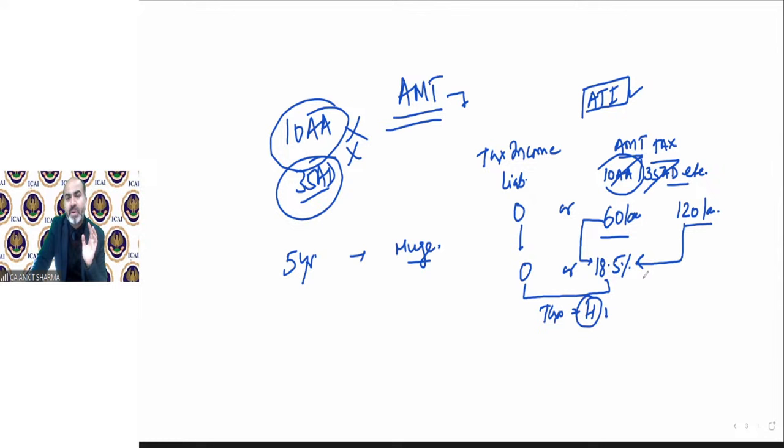Higher will be your tax liability. So higher will be your tax liability for this previous year. And for next year, again, we have to calculate tax as per normal provision and AMT tax.